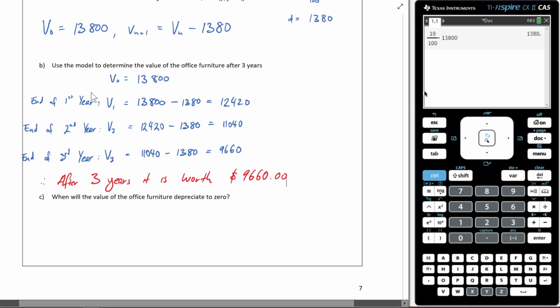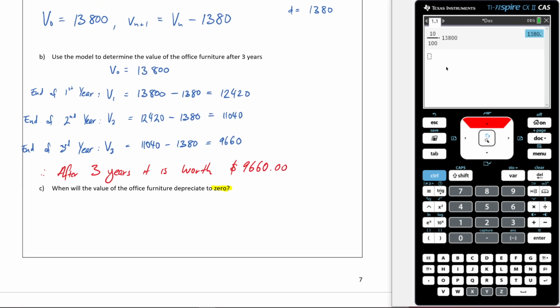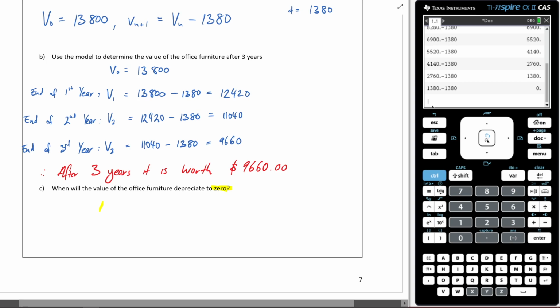The last part here is saying, when will the value of the office furniture depreciate to 0? A couple of different ways we could go about this. We know that the original cost of the office furniture was 13,800. Notice here I'm using my CAS. Then I'm going to subtract 1380 from that each year. So that's at the end of my first year, second year, third year, fourth year, fifth year, sixth year, seventh year, eighth year, ninth year, 10th year. After 10 years, it hits zero. So it's going to take 10 years to hit zero.